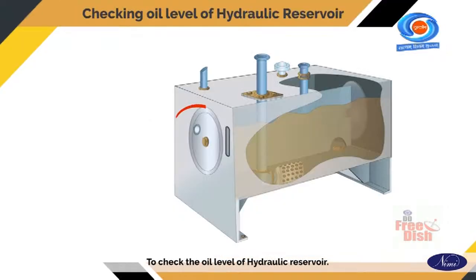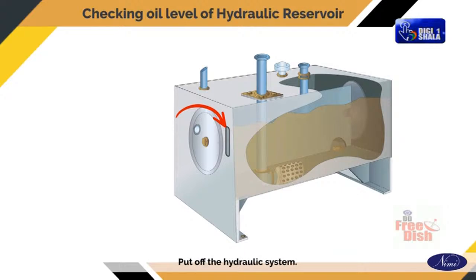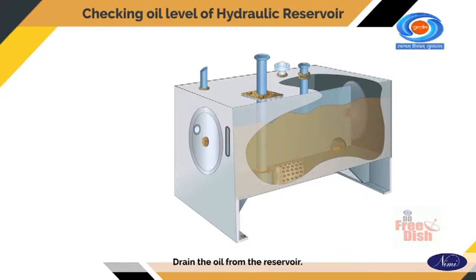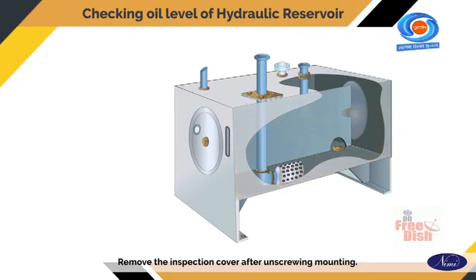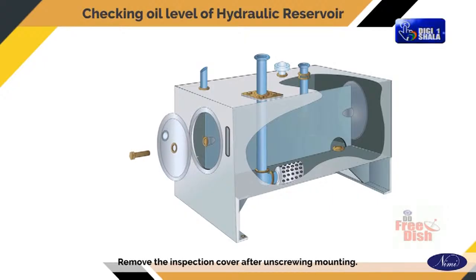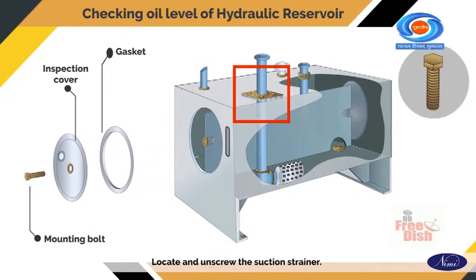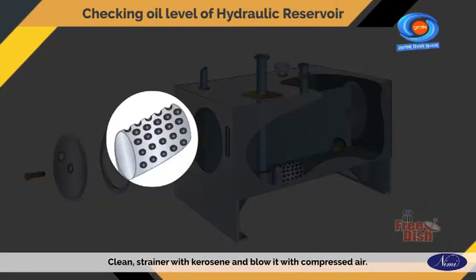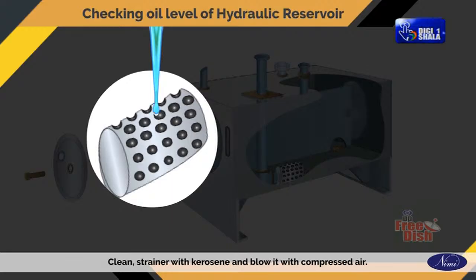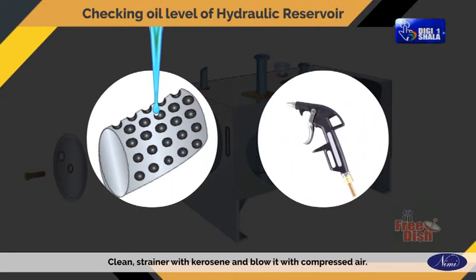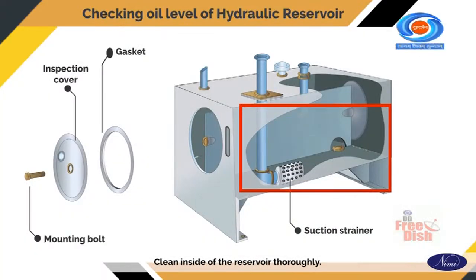To check the oil level of hydraulic reservoir, put off the hydraulic system, drain the oil from the reservoir, remove the inspection cover after unscrewing mounting. Locate and unscrew the suction strainer. Clean strainer with kerosene and blow it with compressed air. Clean inside of the reservoir thoroughly.